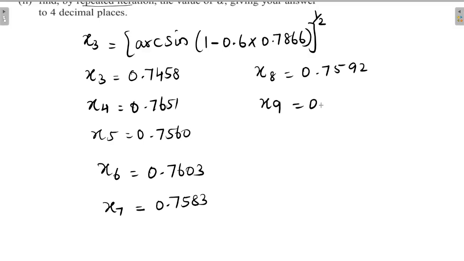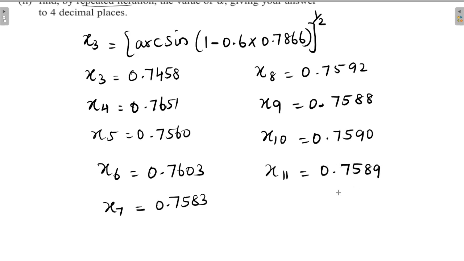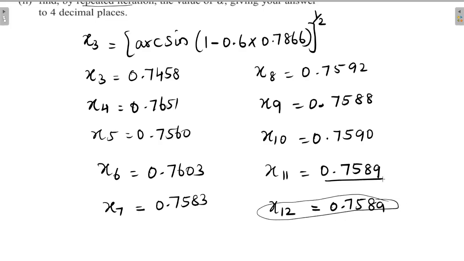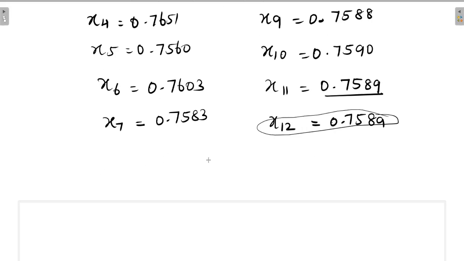x9 is equal to 0.7588. x10 is equal to 0.7590. x11 is equal to 0.7589. When you repeat and find x12, x12 is also 0.7589. When you are repeating x13, x14, the same value will be repeated. So our final answer for α is equal to 0.7589. This is the fixed value of α.